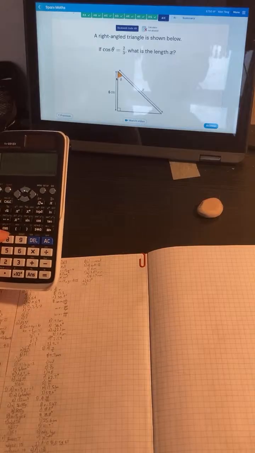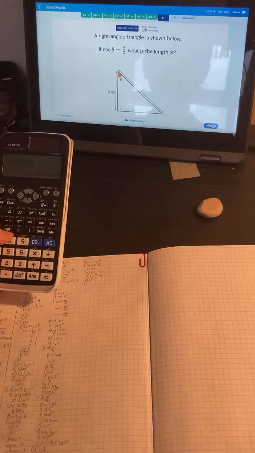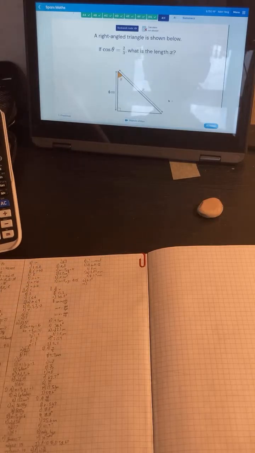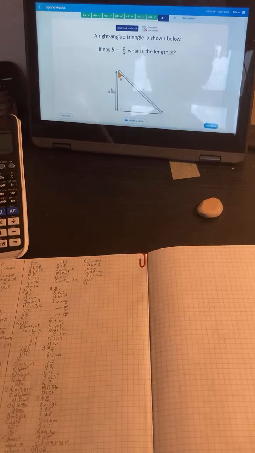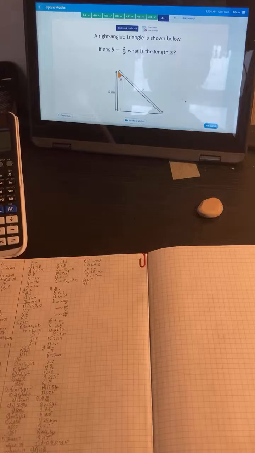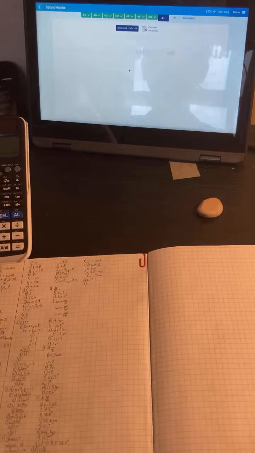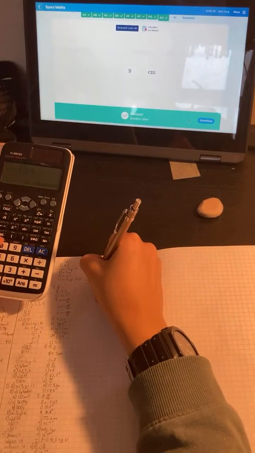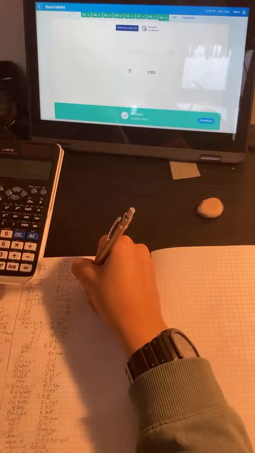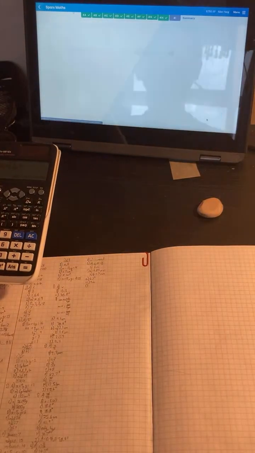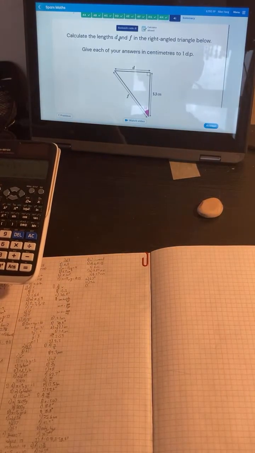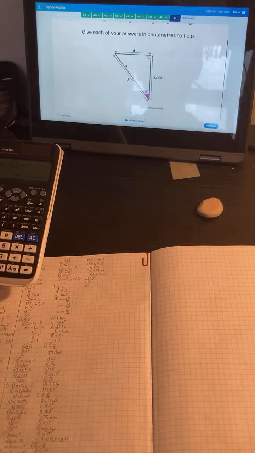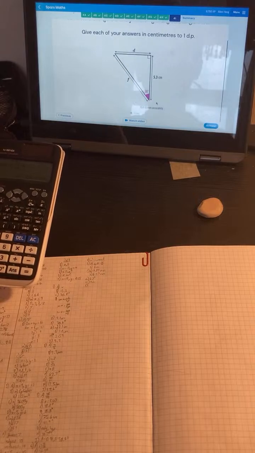If cosine theta is that. So 2, okay, so that's easy. Wait, let me just check. So it's adjacent over, yeah, okay. So it's 9. Yay. HI. Calculate the lengths of DF in a right angle triangle below.